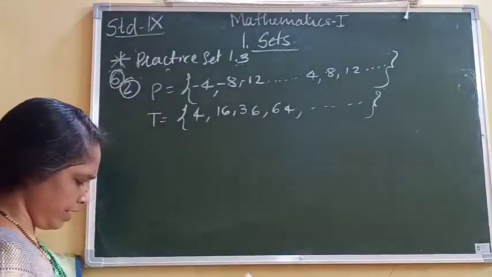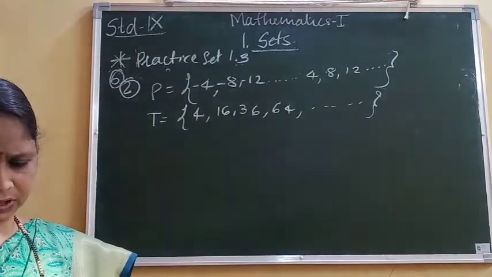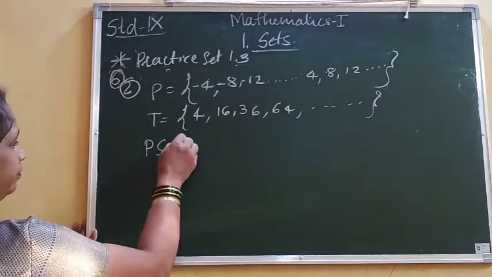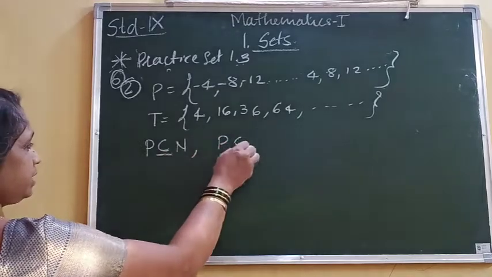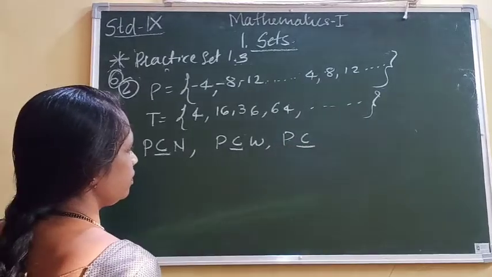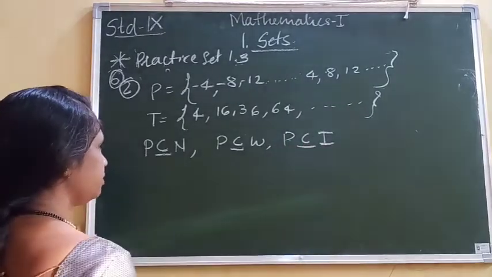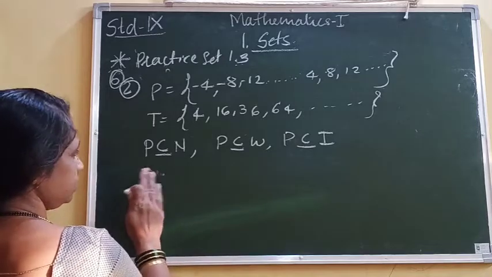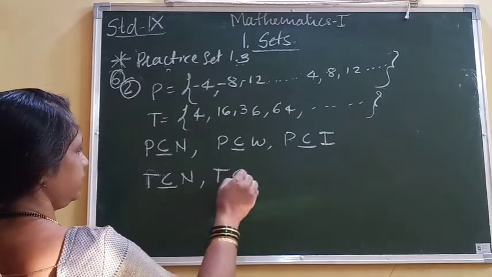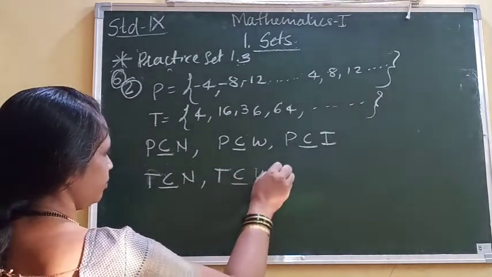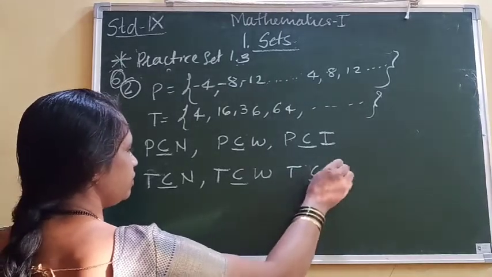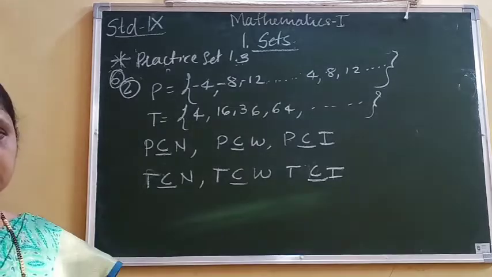Okay. Now you have to write which will be the universal set. So what will we write? P is a subset of natural numbers. P is a subset of whole numbers. P is a subset of integers. Okay. Now P is over. Now T. What do you write? T is a subset of natural numbers. T is a subset of whole numbers, and T is a subset of integers also. Okay. So this is the sixth answer.